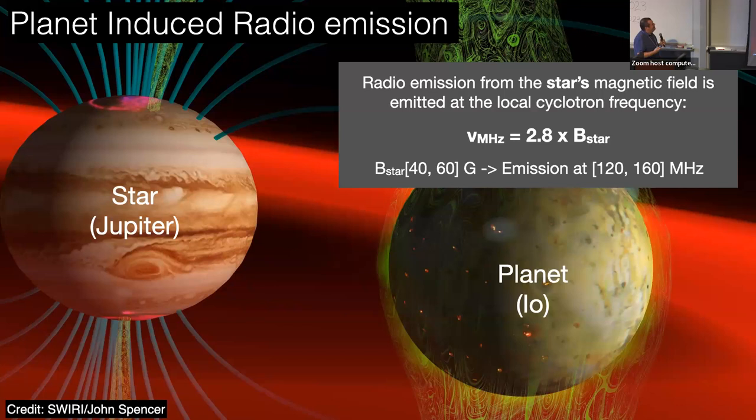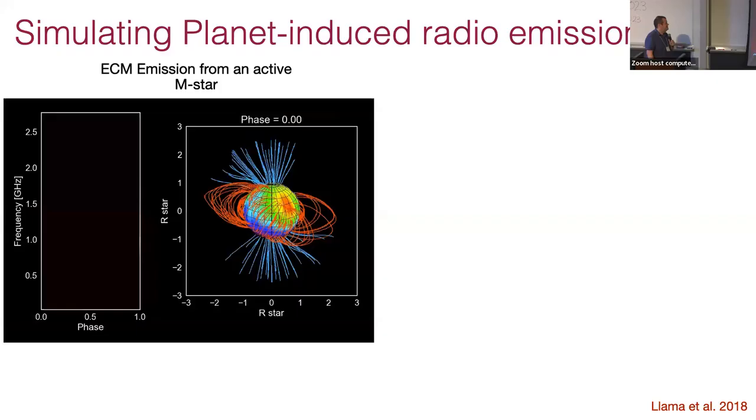The radio emission from the star at this point is the same process. It's an electron cyclotron maser instability, but now your frequency is tied to the magnetic field strength of the star. And so in theory, this should be at a higher frequency, which should be easier to observe. A stellar field of 40 to 60 Gauss should give emission at, say, 120 to 160 megahertz.